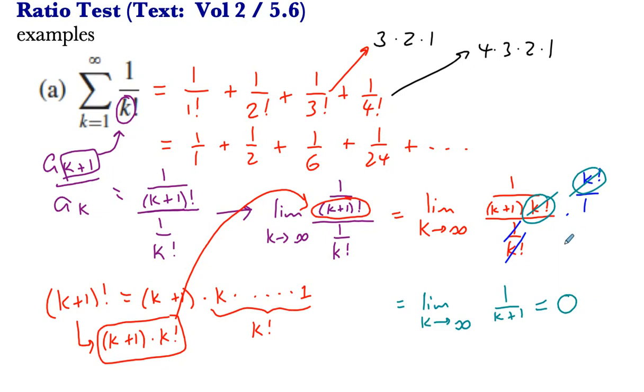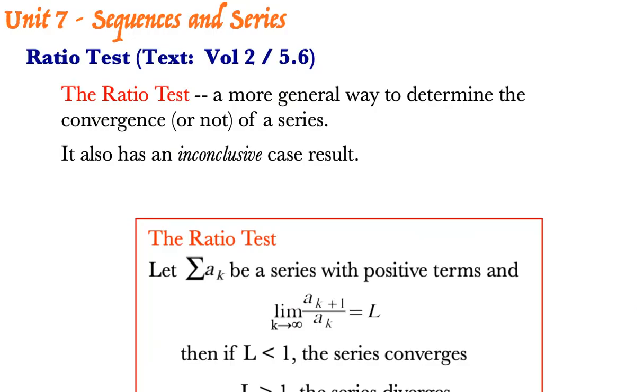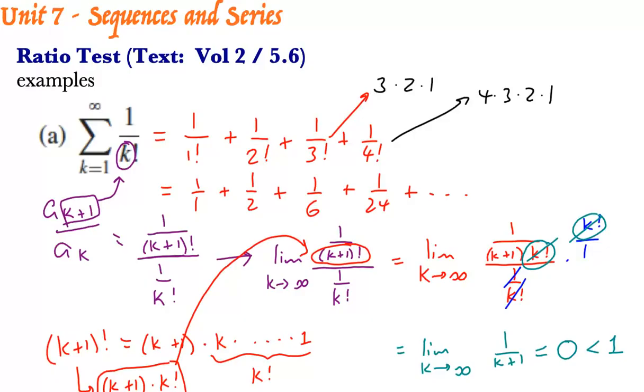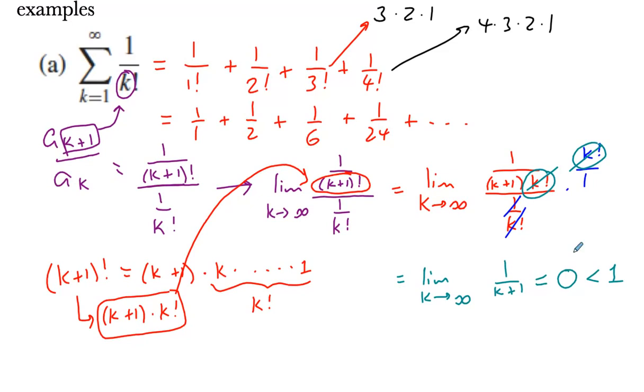And for those who are getting this, 0 is less than 1, because the test, let me go back for a sec, the test for convergence is if the limit, which we just got, and the limit was 0, if it's less than 1, convergent series. Well, that's where we are. We have the limit is 0, 0 is less than 1, therefore, converges.